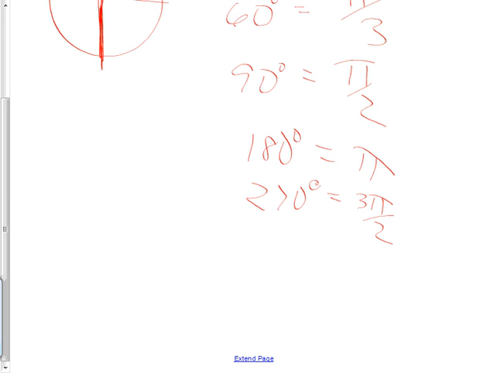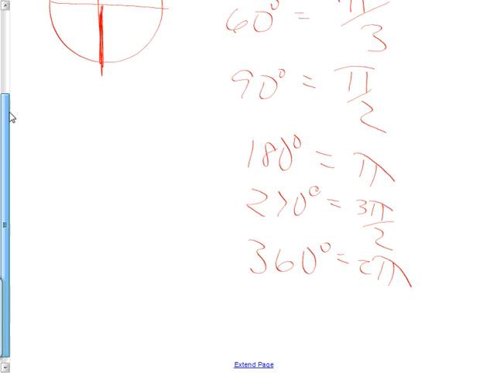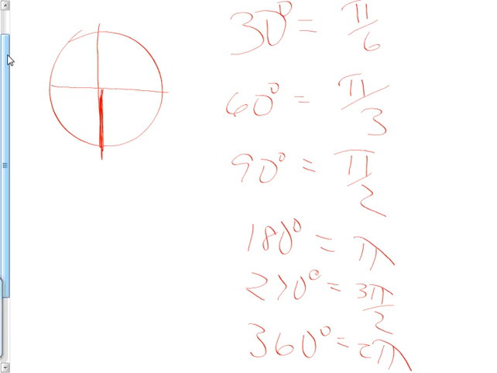And then the last one, of course, 360. And that's what? 2 pi. If I were you, I'd memorize those. I'd have those like the back of your hand. I'm going to remind you for the next few days and try to pound them into your head.